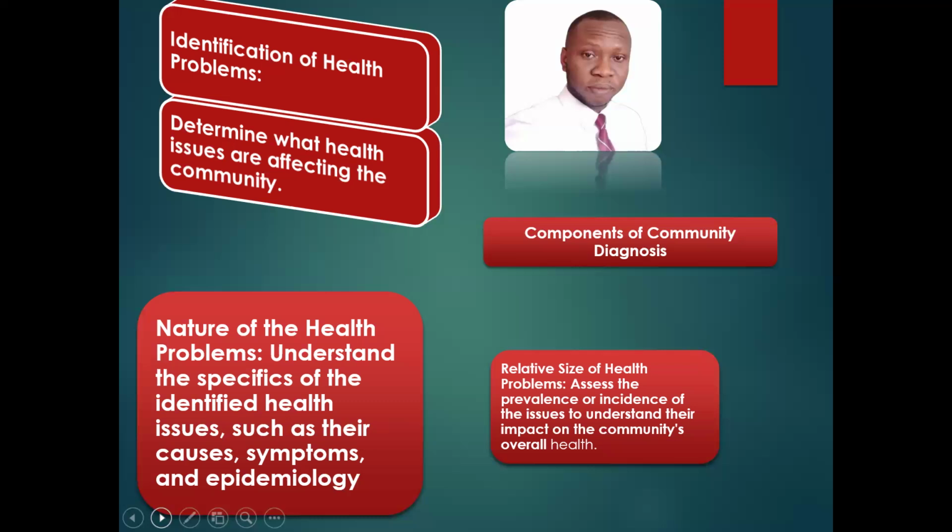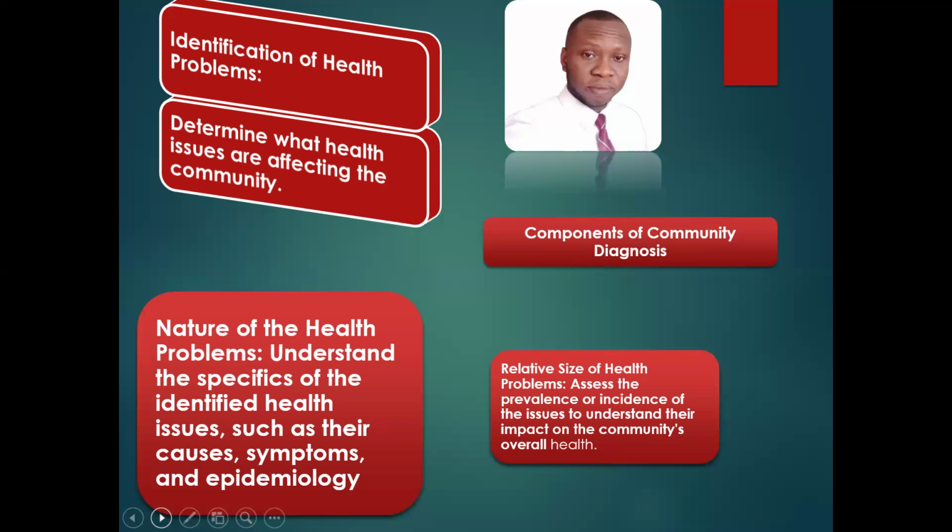Then the next component is determining the nature of the health problem. And you can only do this when you understand the specifics of that identified health problem. Let's say you're talking about malaria here now. You can only say this is the exact nature of what's affecting these people when you are able to tell us the cause of that health problem, the symptoms, and the epidemiology. When we talk about the epidemiology, we are looking at the determinants of that health problem. What are the major issues that are making that health problem occur in that community? And what is the distribution in terms of person, place, and time?